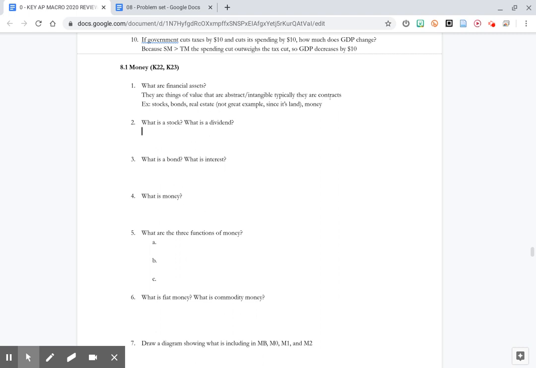So stocks are shares of ownership in a company, and they entitle the owner to the company's profits. And we call that share a dividend, your divided piece of the profits.